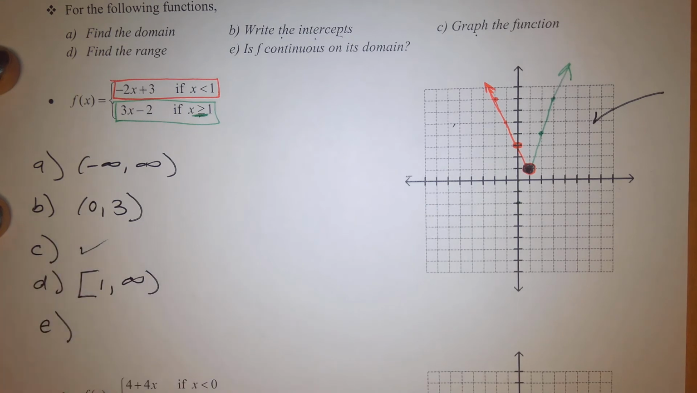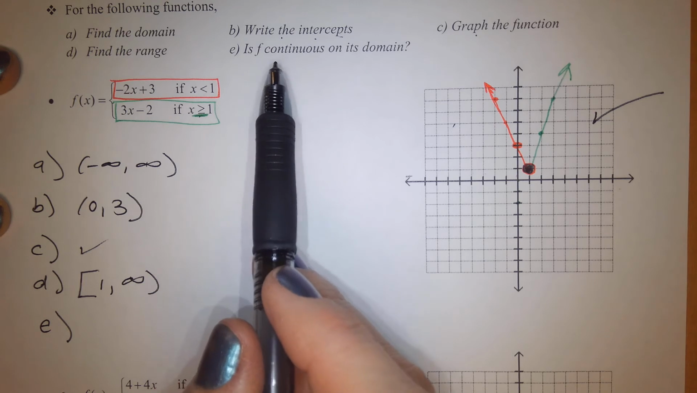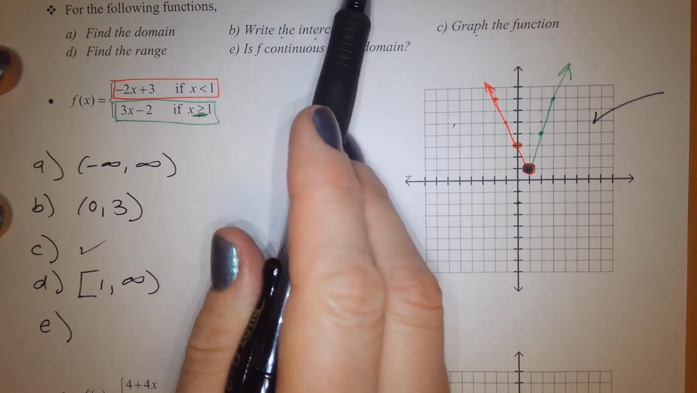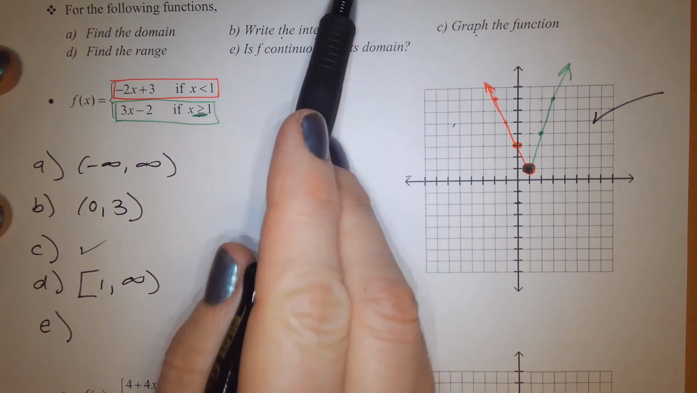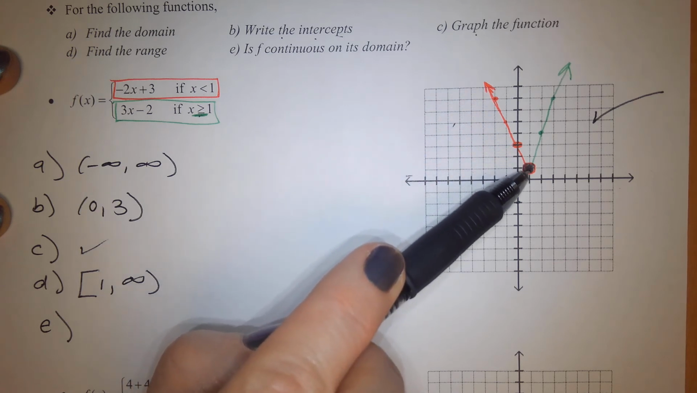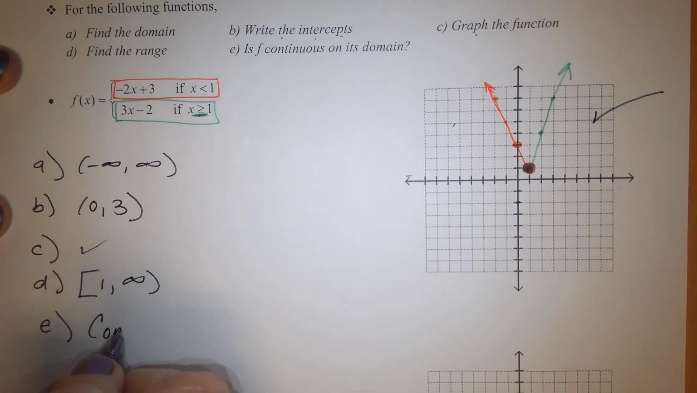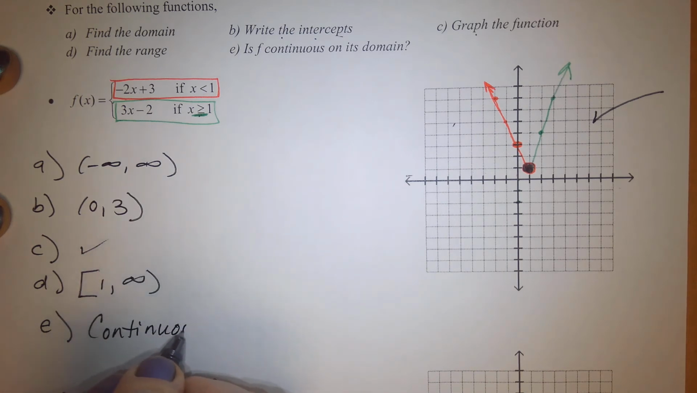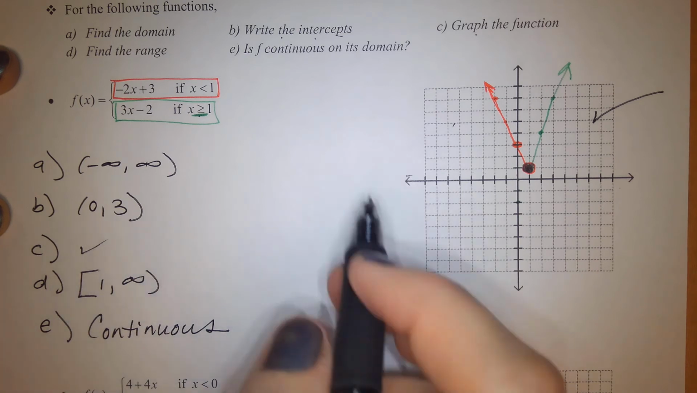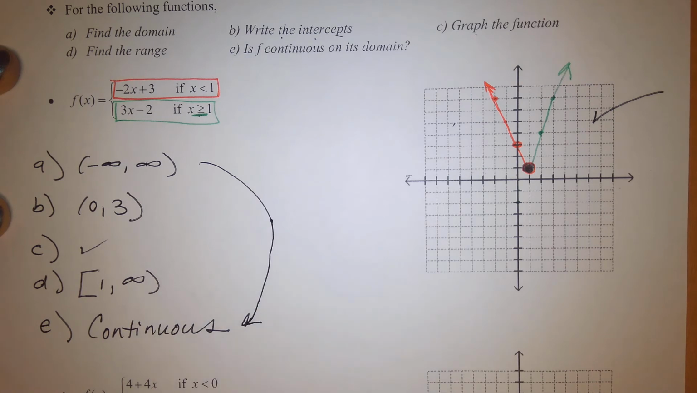And part E says, is it continuous? Well, it's continuous if I never had to pick up my pencil. There can be no holes and no gaps. And you can see I could continuously draw this. Since I colored that in, it does continue in the right direction. So yes, it is continuous over the total domain, which was from negative infinity to infinity.